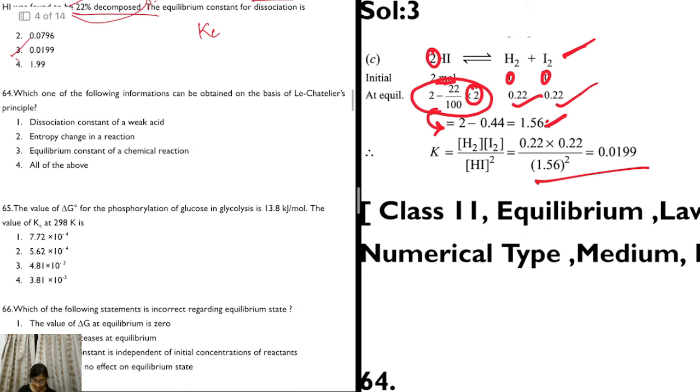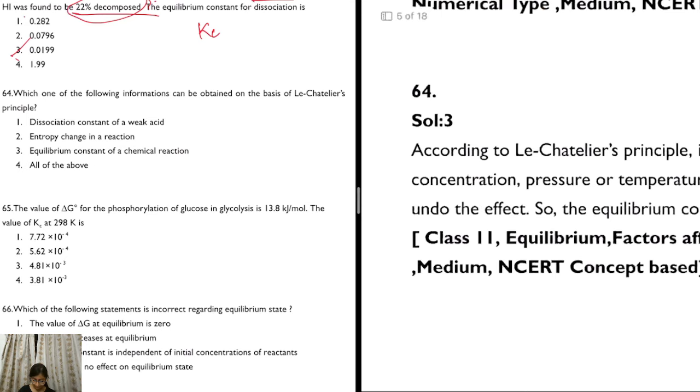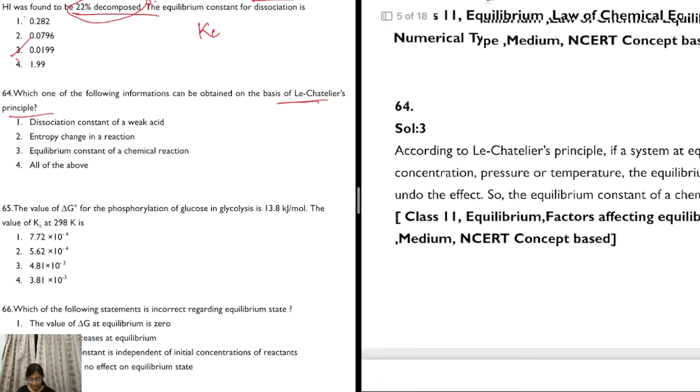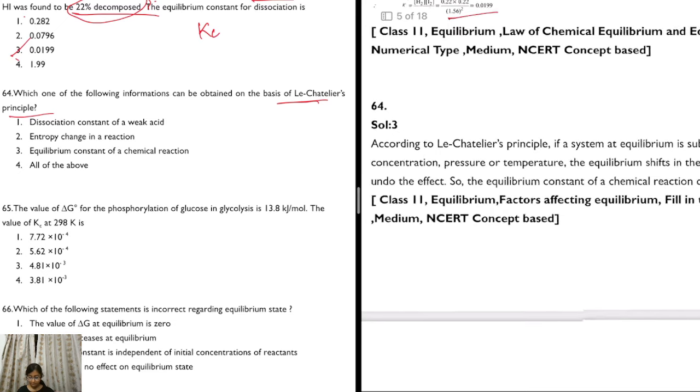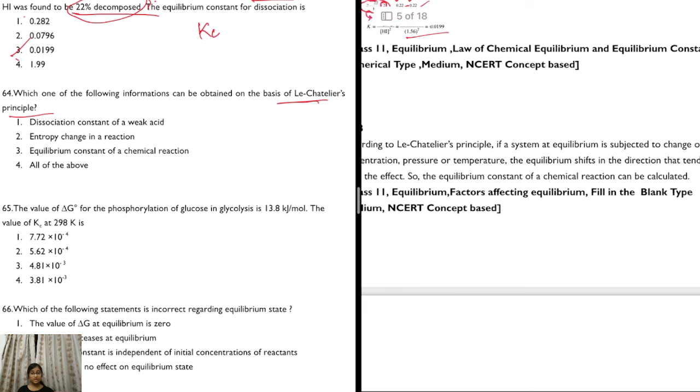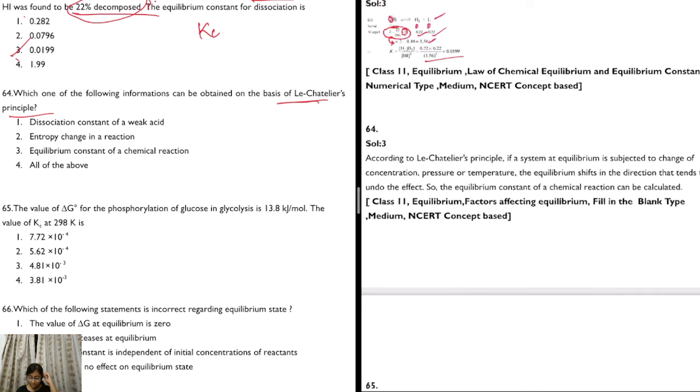Now in the next question, which one of the following pieces of information can be obtained on the basis of Le Chatelier's principle? See, according to Le Chatelier's principle, if a system is subjected to a change in concentration, pressure, or temperature, the equilibrium shifts in the direction that tends to undo the effect.